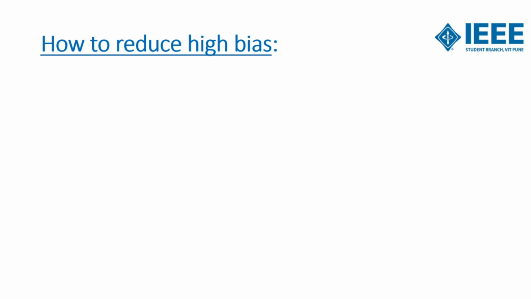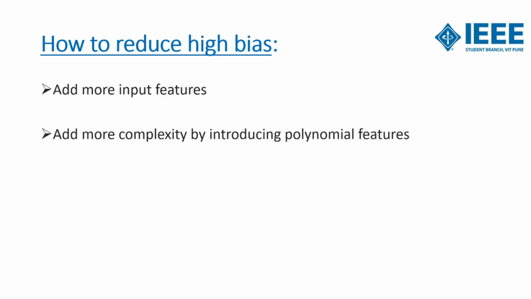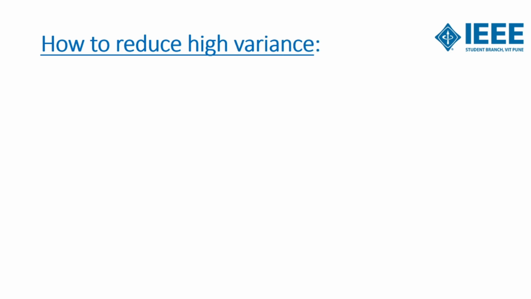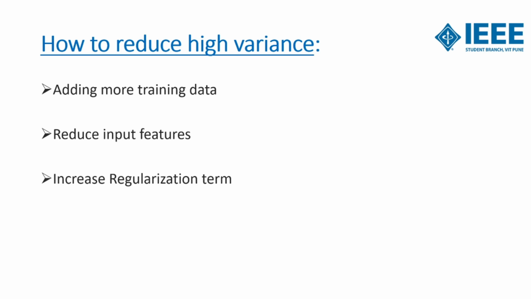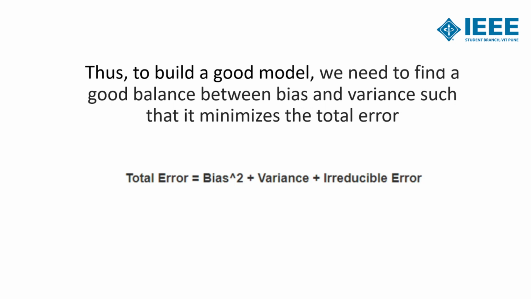To reduce high bias, we need to add more input features, add more complexity by introducing polynomial features to our model, and decrease the regularization term. Similarly, to reduce high variance, we need to add more training data, reduce the input features, and increase the regularization term. Thus, to build a good model, we need to find the perfect balance between bias and variance such that it minimizes the total error.